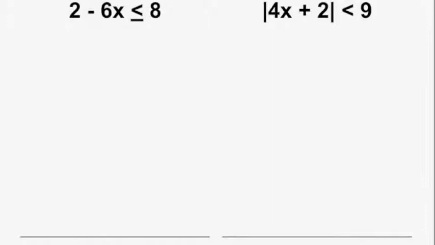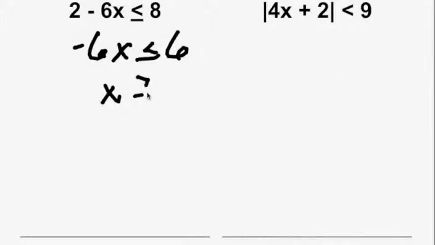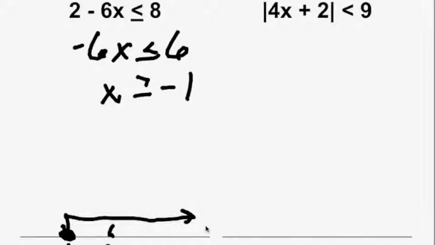2 minus 6x is less than or equal to 8. So you subtract 2 from both sides, so you get negative 6x is less than or equal to 6. X, remember, flip the sign, greater than or equal to negative 1. So you have your 0, your negative 1, your solid circle, and it goes out.